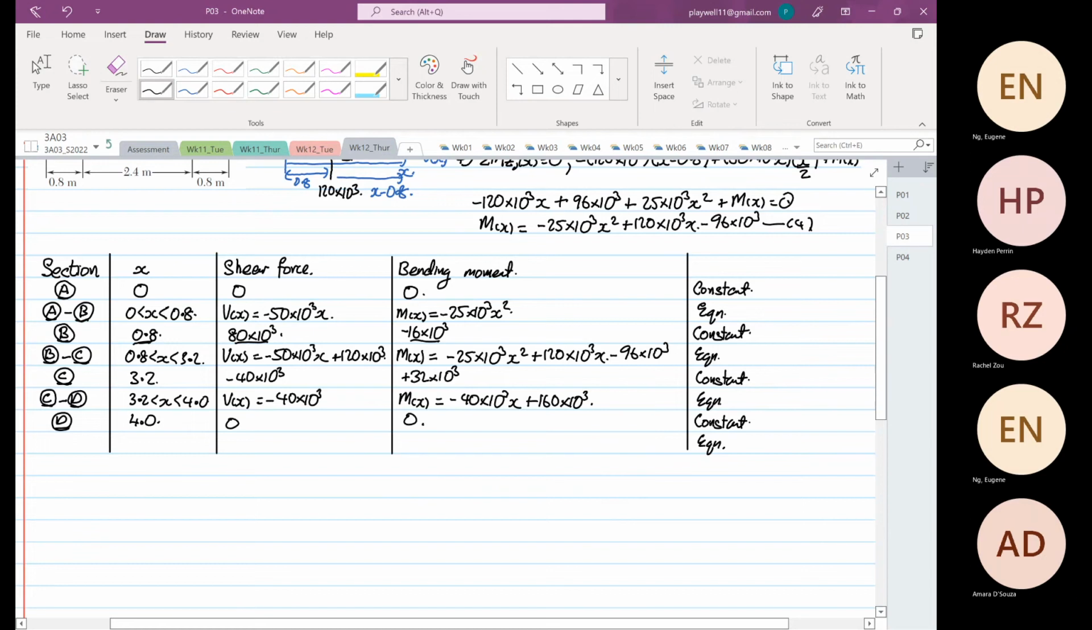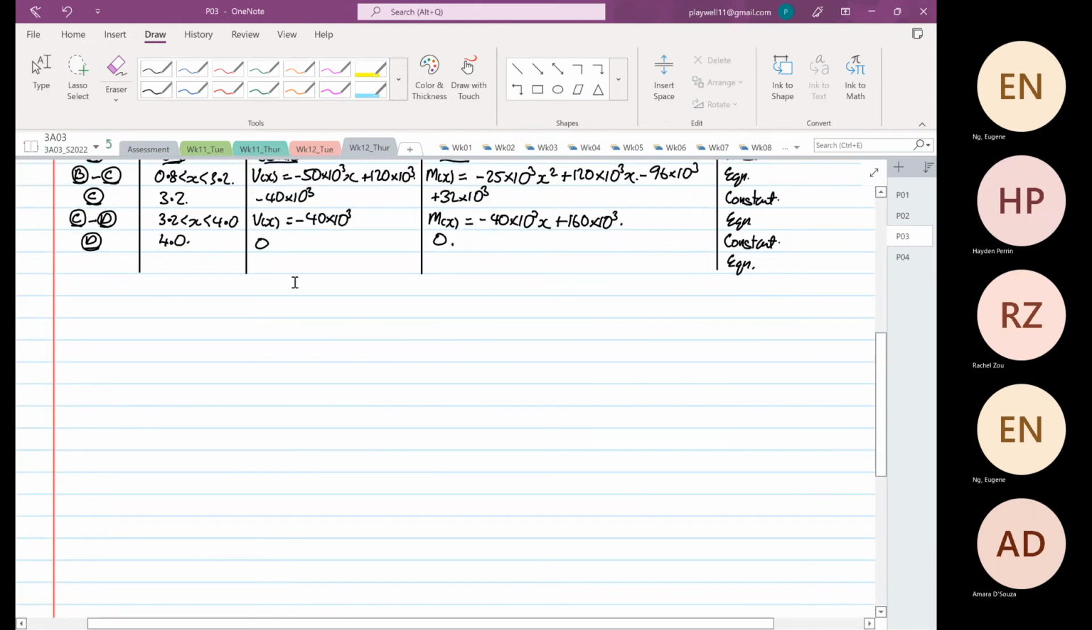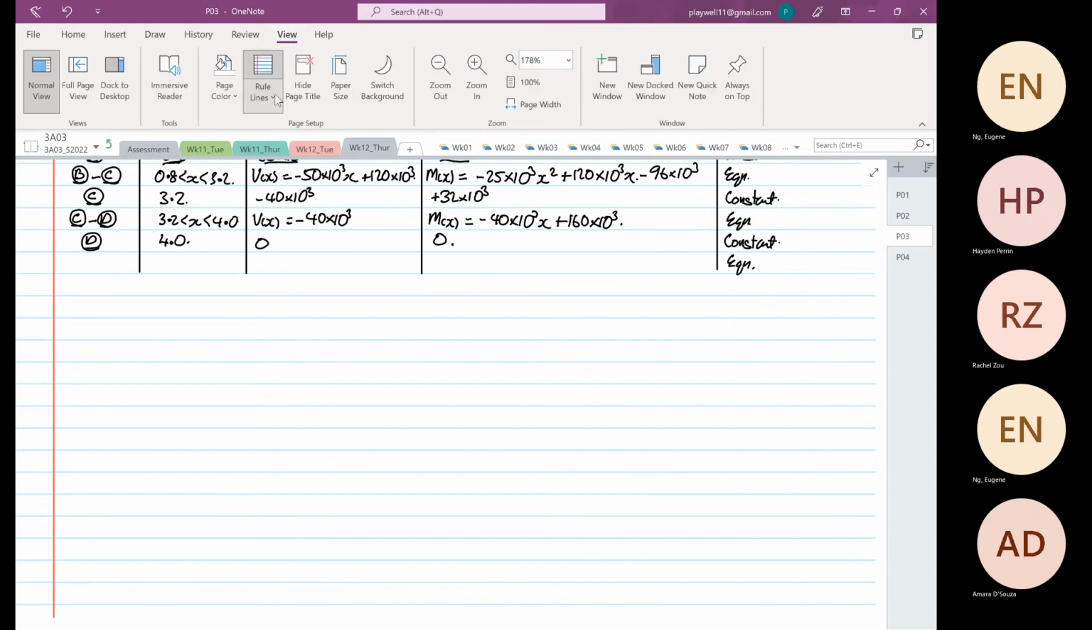Okay. As I said, the process is very repetitive. Okay, I'm not going to go through them. Okay, but those are the exact equations or constants. So now we are going to sketch the shear force and bending moment diagram. Okay, we're going to sketch it now.